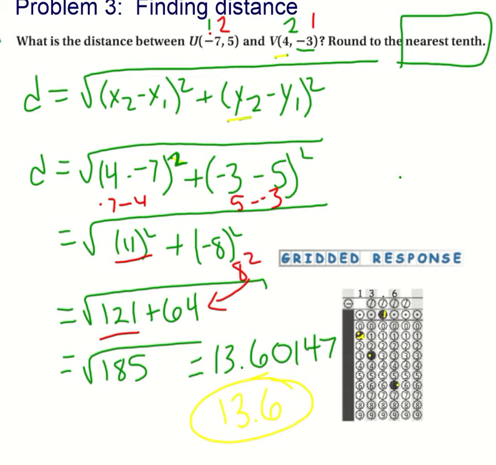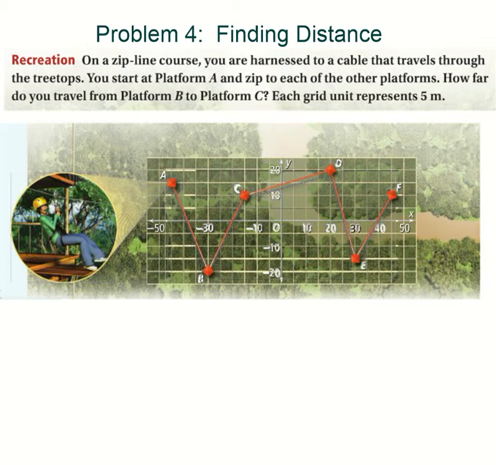So let's move on to our last slide of the day. Here we have a zipline course, and in the course you're harnessed to a cable that travels through the treetops. You start at platform A, up here, and you zip to each of the other platforms in order. So how far do you travel from platform B to platform C? You went down from A to B, and then you're going to go up from B to C. They want to know how far this distance is.